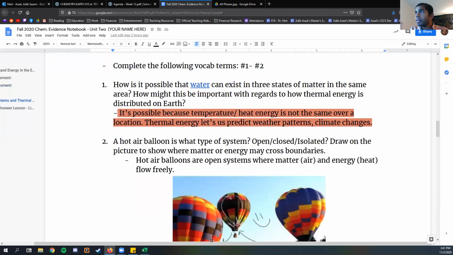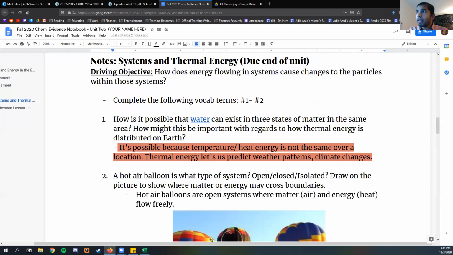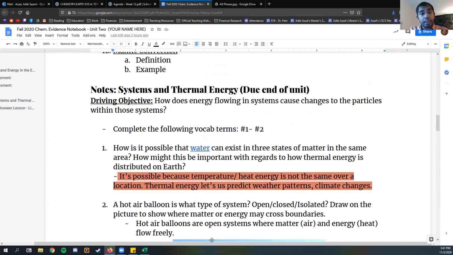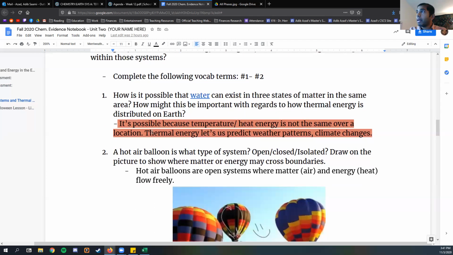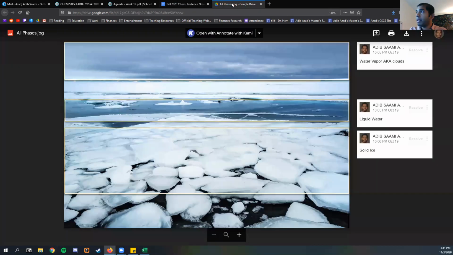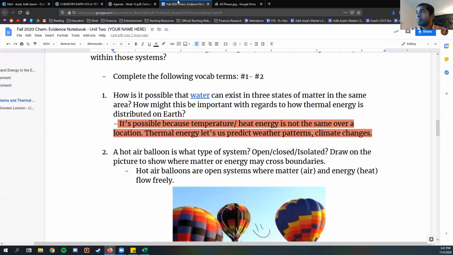So moving on, we're talking about heat and systems, right? Thermal energy and how it exists within several systems. The first image I have here is water. How is it possible that water can exist in 3 states of matter in the same area? We have clouds, we have flowing water, we have solid ice. And what we decided on is that it's possible because temperature and heat energy are not uniformly distributed. It's not the same everywhere. They vary based on location and other factors that are around that area.